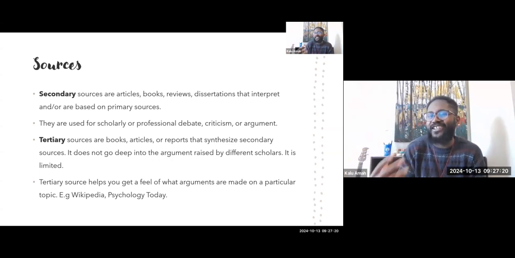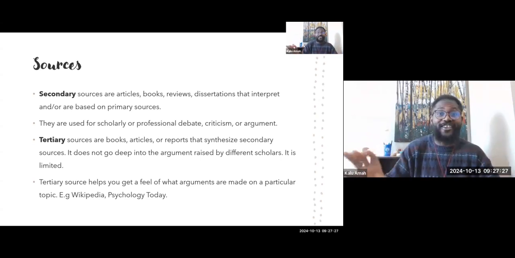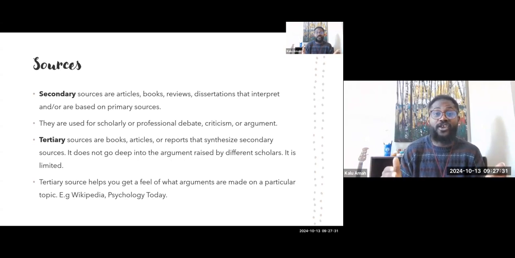Nobody believes you are actually making a defensible argument when you cite a tertiary source. We see you as an amateur. I'm sorry for saying that, in case anyone had used a tertiary source. We see you as an amateur, that you are lazy, that you haven't done in-depth research.